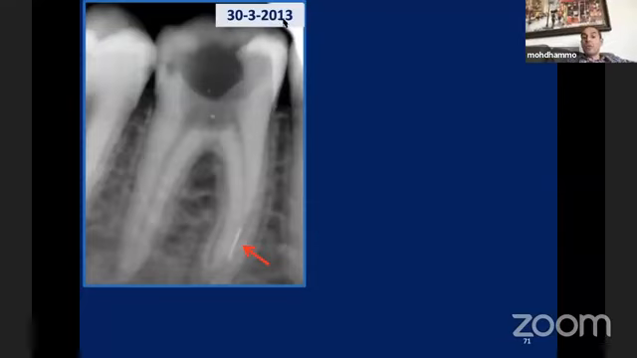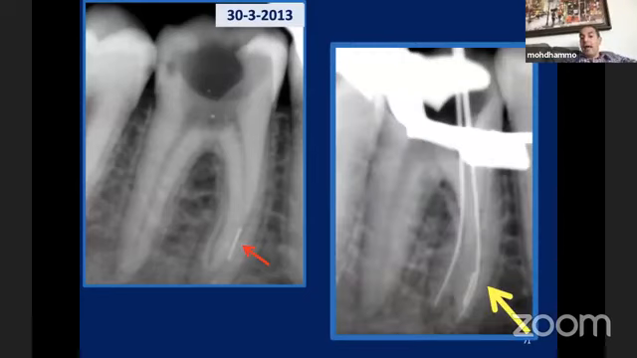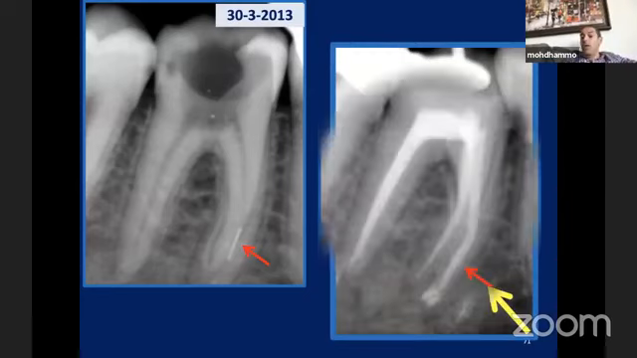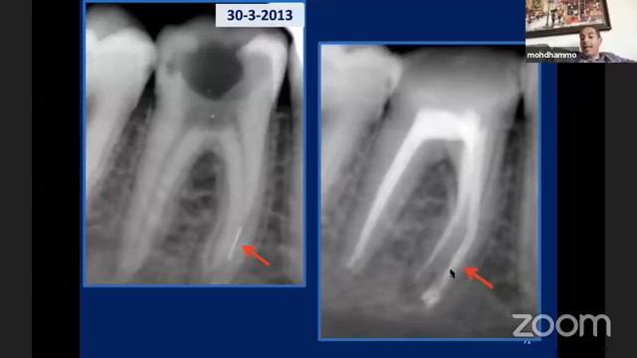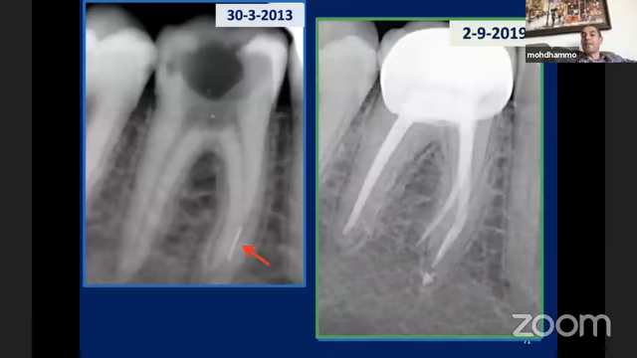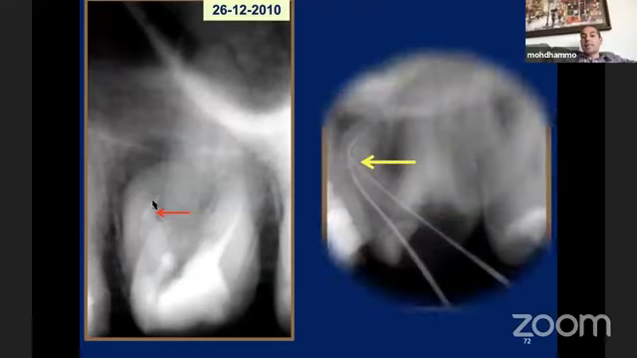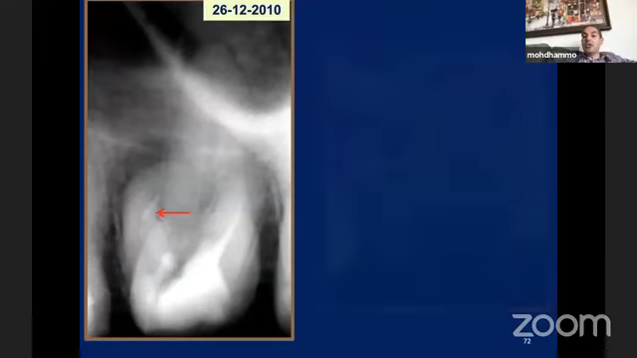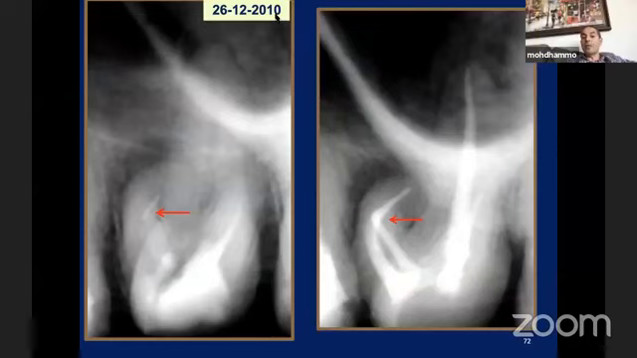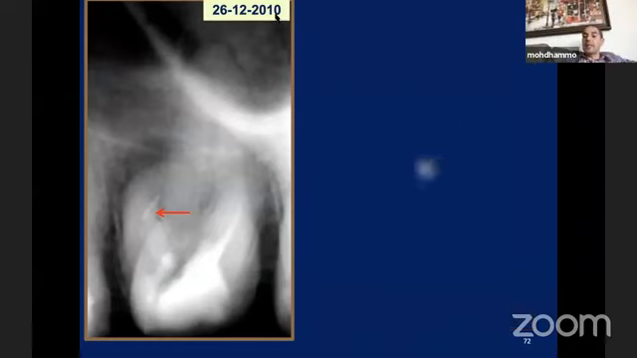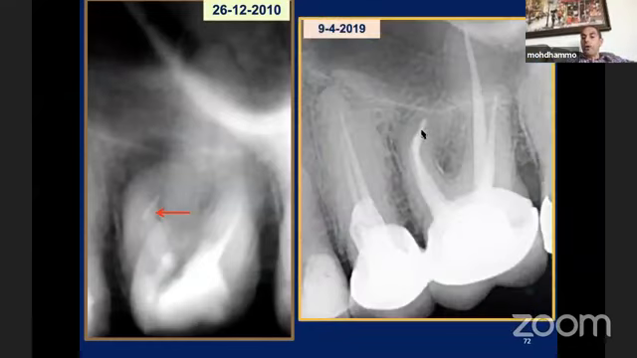Let's see here in 2013, I bypassed the broken instrument here. Then after 25, it was not removed. So I will place the gutta-percha near it. And let's see this case after 6 years. Healing occurred. Let's see here. I have a broken instrument in the mesiobuccal canal. Let's see bypassing and obturation. And that was in 2010. Let's see the case after 9 years. We have complete healing.